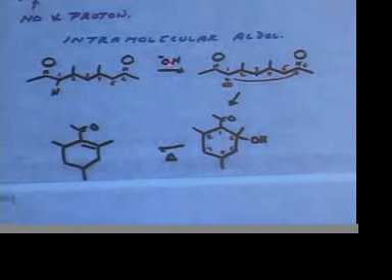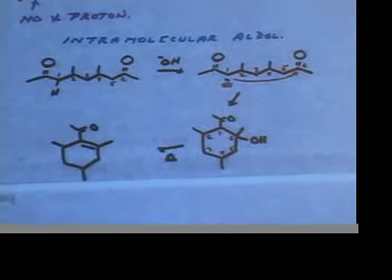Now, what's going to happen is we're going to take base, just as we did with all the other aldols. It's going to deprotonate one or the other. In this case, because of the symmetry of the molecule, it doesn't make any difference which one. All right, so let's just pick this one. Pulls the proton off this. We get this enolate. Now this enolate is going to come over and it's going to hit this carbonyl on the other end.